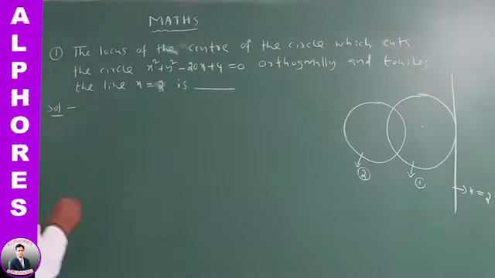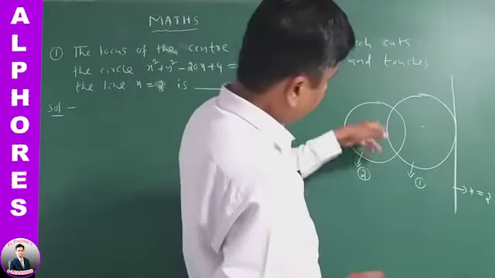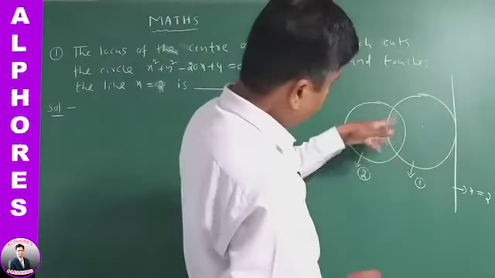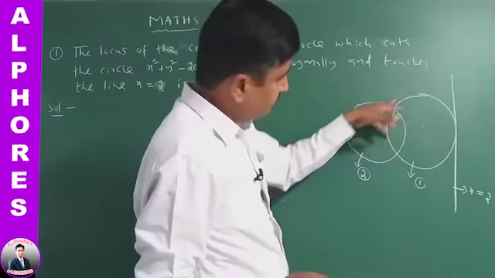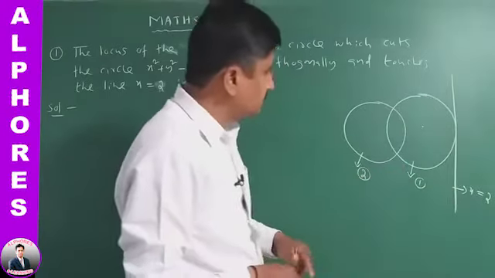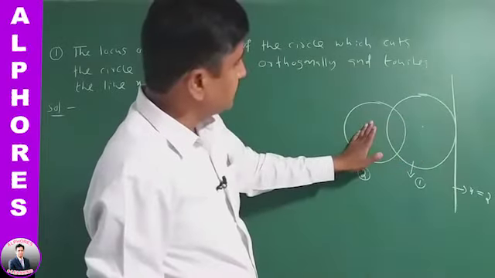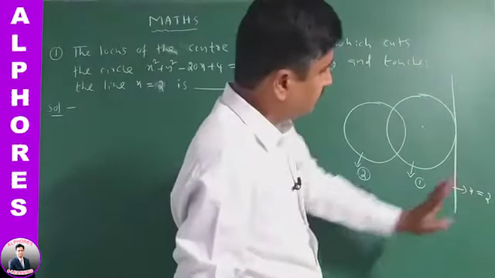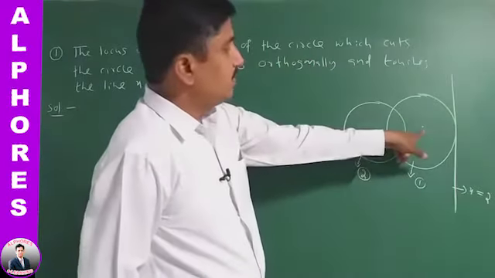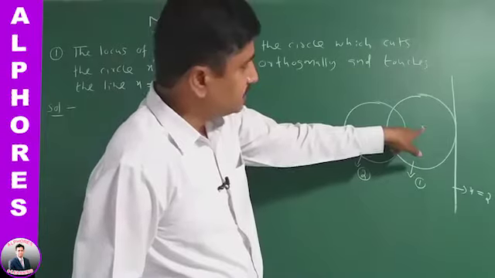Solution. Suppose this is the circle x² + y² + 2gx + 2fy + c = 0. This circle and the given circle intersect orthogonally, and this circle touches the line x = 2. And the locus of the center of this circle is what?